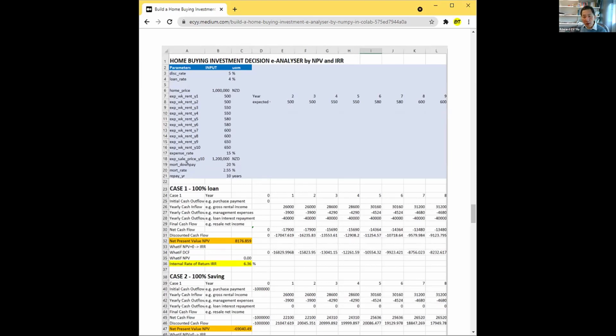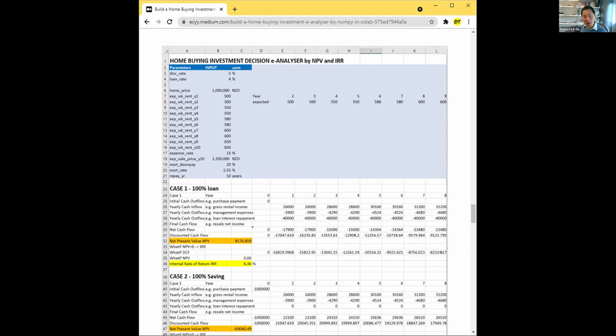If you are borrowing a mortgage, then you also have to provide information about the down payment percentage of the mortgage loan, and also the mortgage interest rate and the repayment period. With all this information, we build a table. Here are 3 cases. The first case is 100% loan and interest-only repayment.